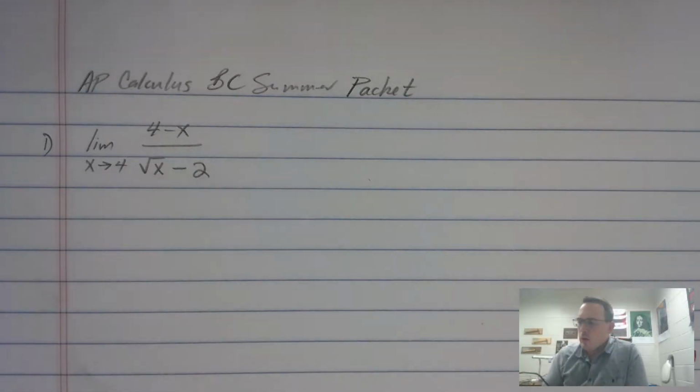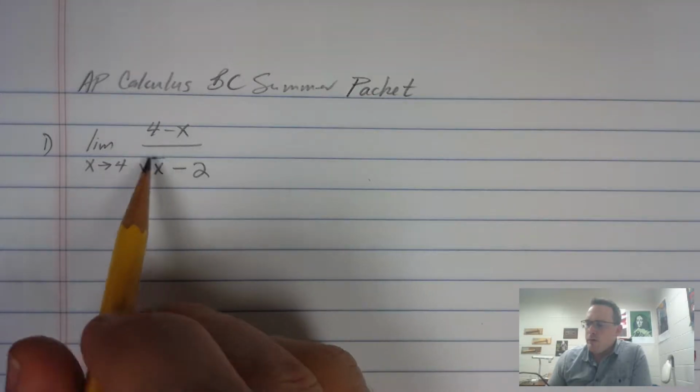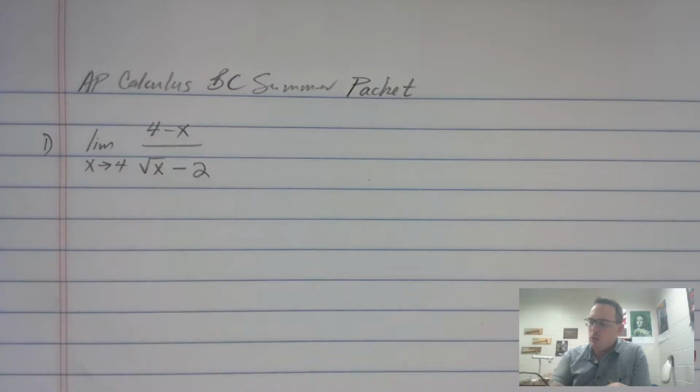Okay folks, we're going to try recording a video today where I work out a few of the problems from the AP Calculus BC summer packet. So let's get started. We're going to start with the first problem, which asks us to evaluate the limit as x approaches 4 of the quotient 4 minus x divided by the square root of x minus 2.